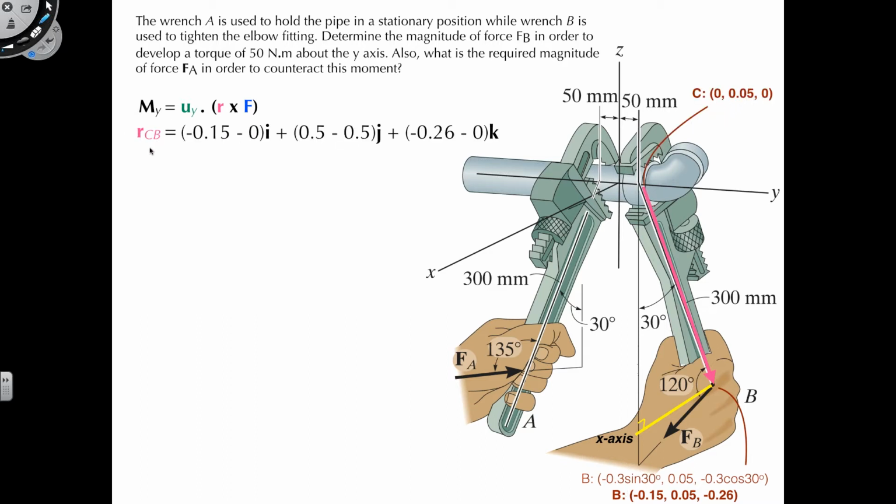Now because you know C and B, you could get our CB. So we know RCB, and now we're done with RCB. Now what's remaining? Unit vector, and F. We need FB. We need to express it in Cartesian format. Now, there is one thing that you need to know. When you have a force and you want to express it in Cartesian format, you have two ways.